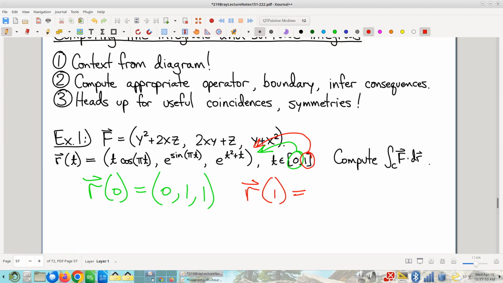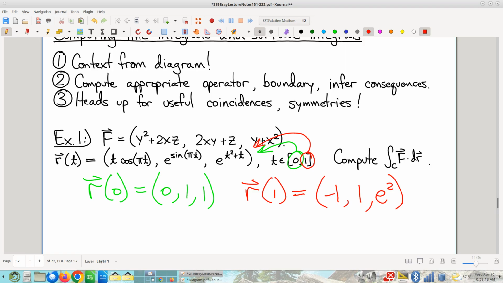In this case, my endpoint is, let's see here, what is that? Negative 1, 1, e squared. And this tells me something useful. Actually, this tells me two things that are useful.